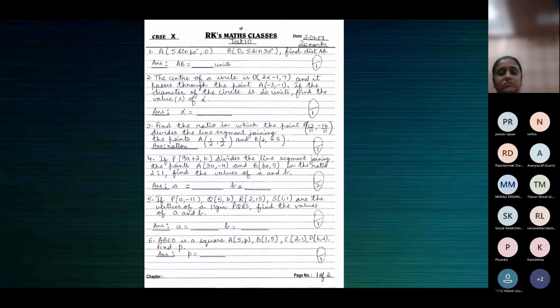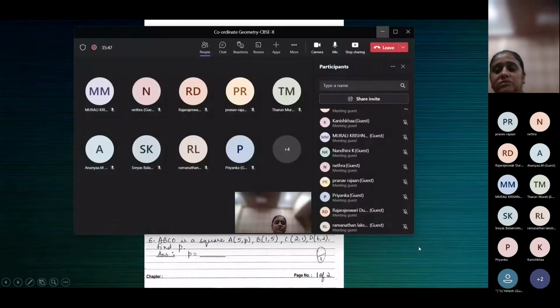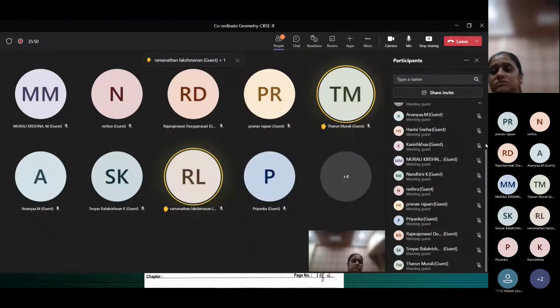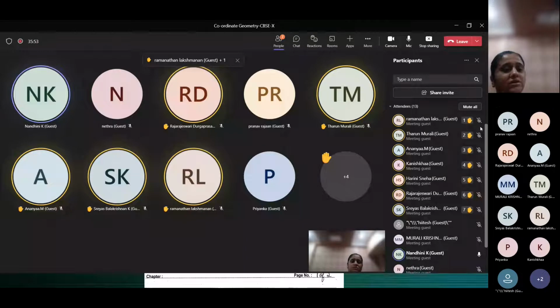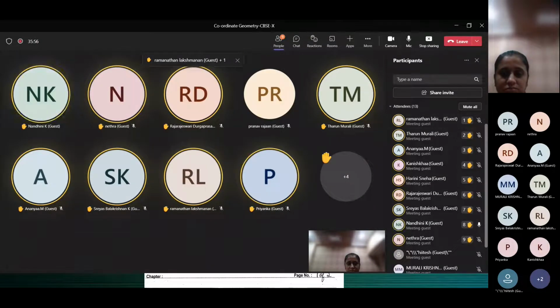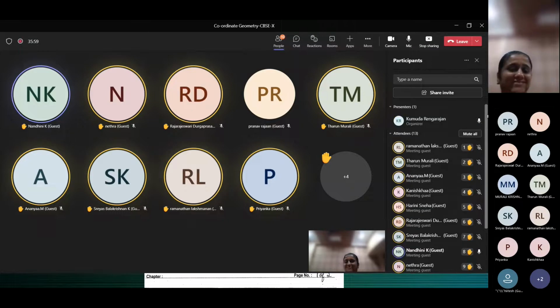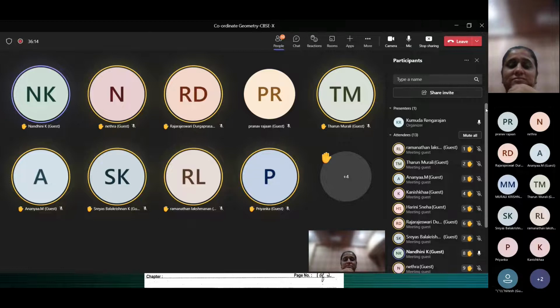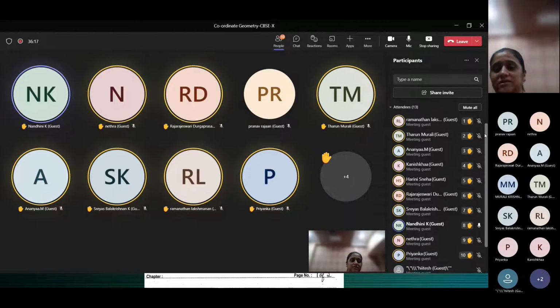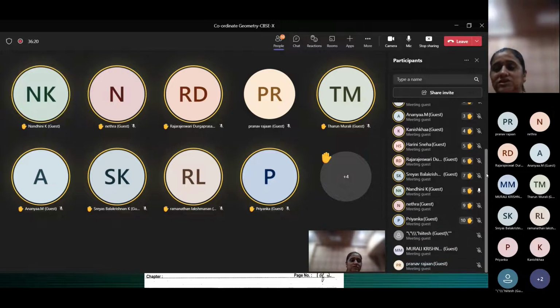What's the next question? Class, use the emoji. Raise your hand. Ma'am, yes, Nandini. Ma'am, did you call me, ma'am? Yeah, about 5 minutes back. You were not there? Okay. Ramanathan, Tarun, Murali, Ananya, Kanishka, Harini, Sneha, Rajarajeshwari, Shreyas, Nandini, Netra, Priyanka, Hitesh, Murali Krishna, and Pranav Rajan.